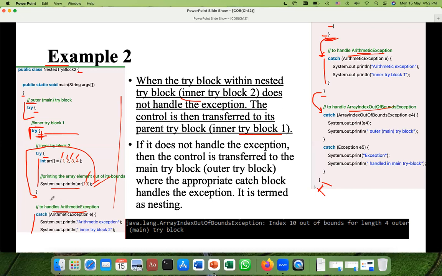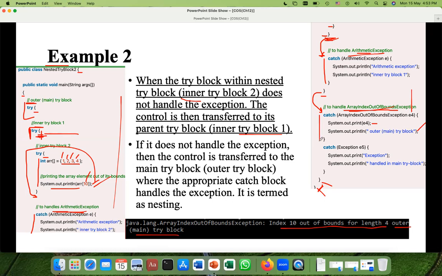Is there any mistake we have made? This is the catch for that one, this is the catch for the second, and this. Anyhow, now in that catch block the exception is matching, and System.out.print(e) would print java.lang.ArrayIndexOutOfBoundsException: Index 10 out of bounds for length 4, and then the outer main try block.